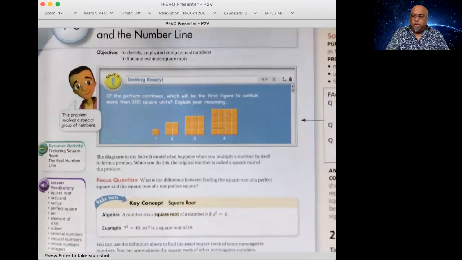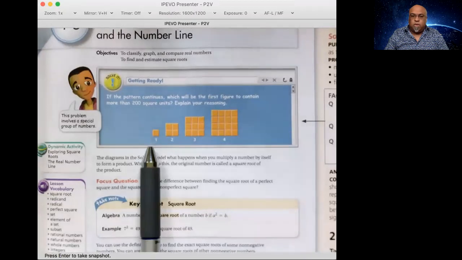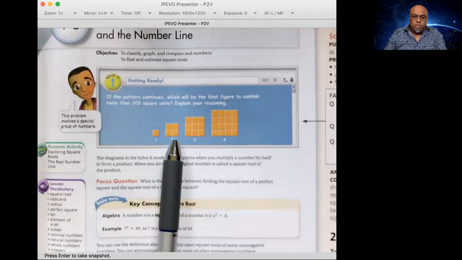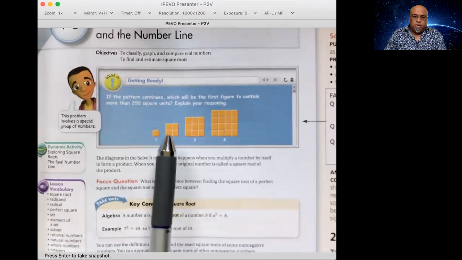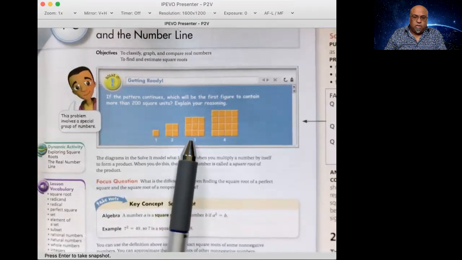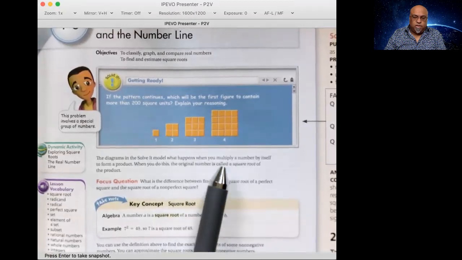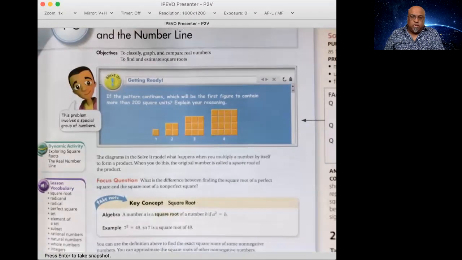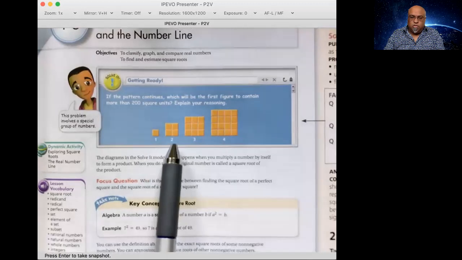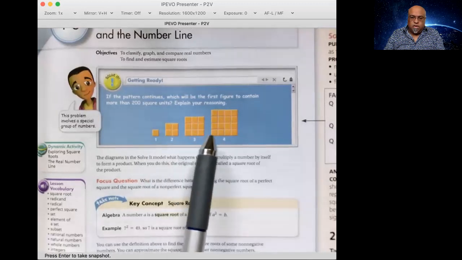Okay, you can take a look at this pattern here. There's one block. Now, if we double it in both directions, meaning double it to the right and double it going up, then we now have 4 blocks. Now, if we go 3 blocks on the side and 3 blocks up, we now have 9 blocks. If we go 4 over and 4 up, we now have 16. Okay, so that brings us the first 4 square numbers: 1, 4, 9, and 16.